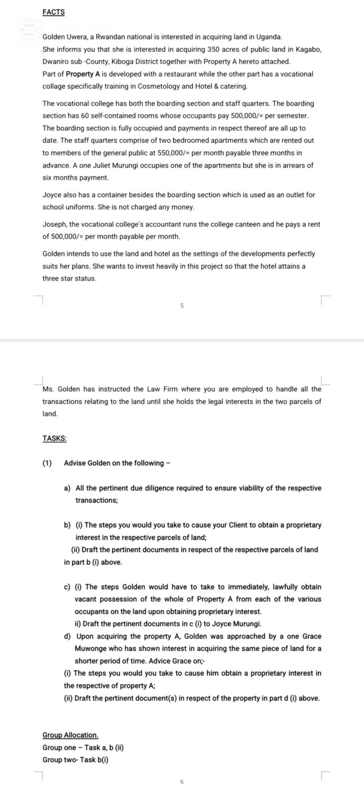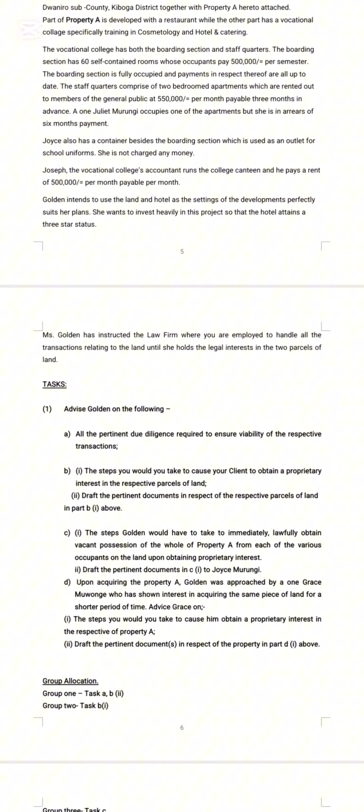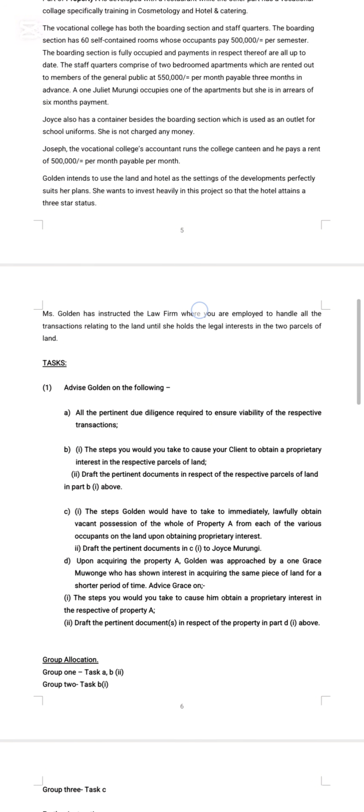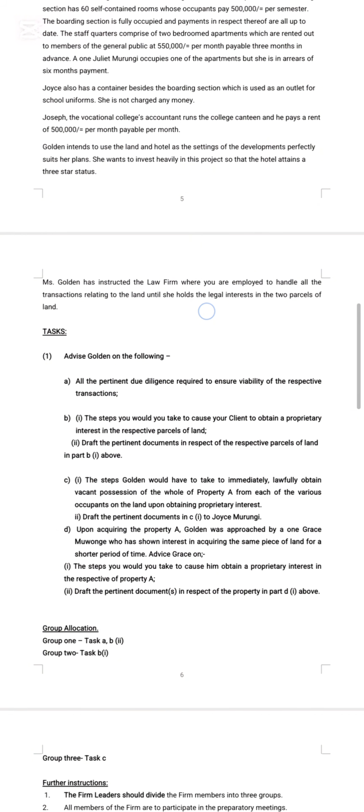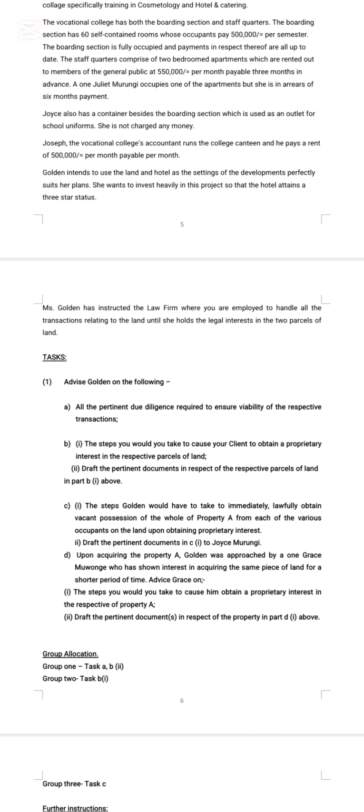The staff quarters comprise 2-bedroom apartments which are rented out to members of the general public at 550,000 per month, payable 3 months in advance. A one Juliet Murunji occupies one of the apartments, but she is in arrears of 6 months' payment. There is also a container besides the boarding section, which is used as an outlet for school uniforms. She is not charged any money. Joseph, the vocational college accountant, runs the college canteen, and he pays a rent of 50,000 per month, payable monthly.